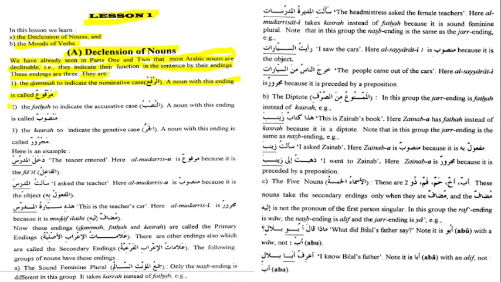And the other ending is the fatha, which is to indicate the accusative case. And the accusative case is the English of the nasb. A noun with this ending is called mansubun. And number 3, the kasra, to indicate the genitive case, al-jar. And a noun with this ending is called majrurun.